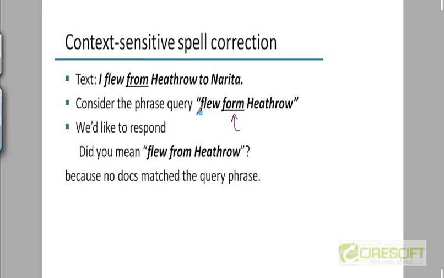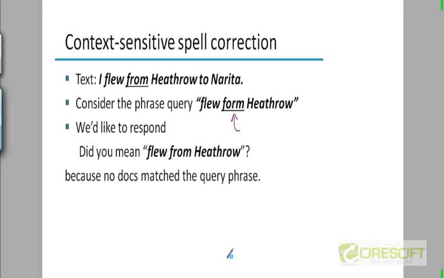So every word taken in isolation is a valid word in the dictionary. But if you look at the phrase as a whole, it's not grammatically accurate. Okay, so a context sensitive spell corrector will fix this, will change this to "flew from Heathrow".